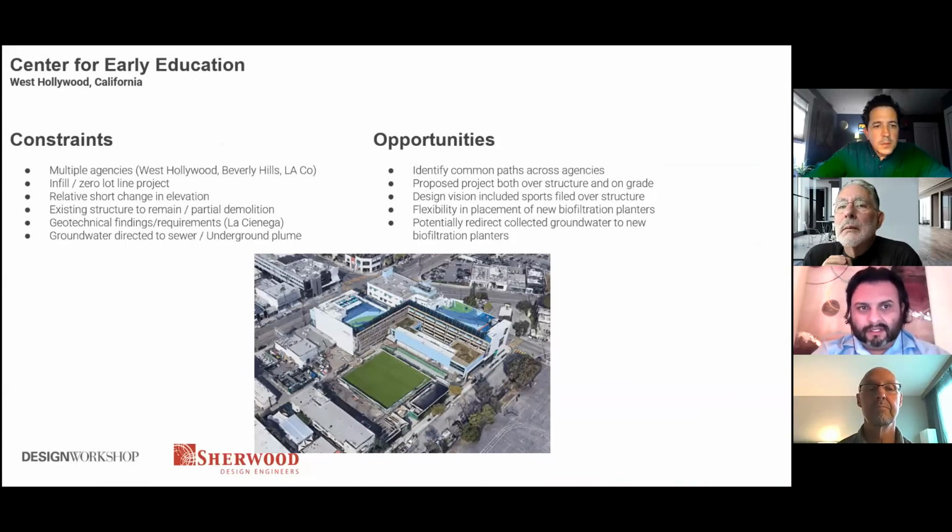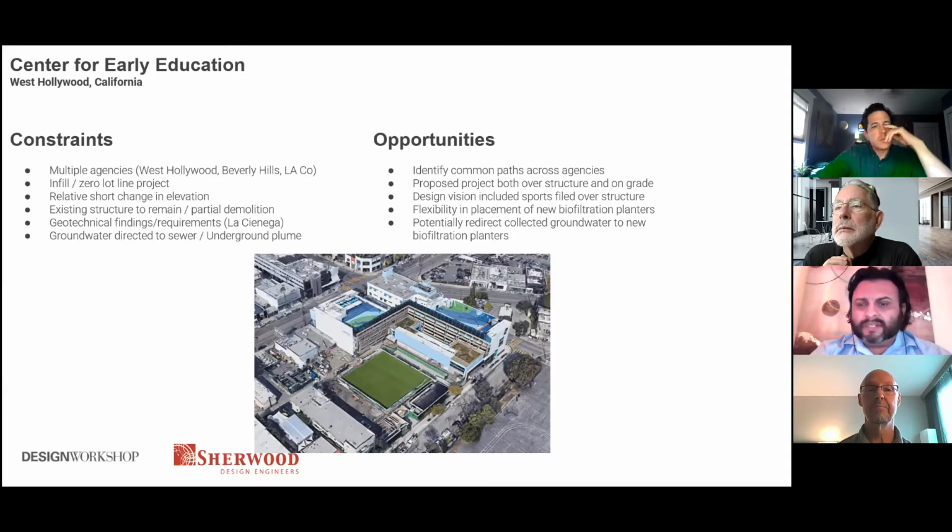Some of those constraints really are interesting. Multiple agencies was something that we had to work through. The entire school was in West Hollywood, but one of the rear streets that front the project was actually in Beverly Hills. And then from the stormwater perspective, looking at basically leaving LA County regulations.